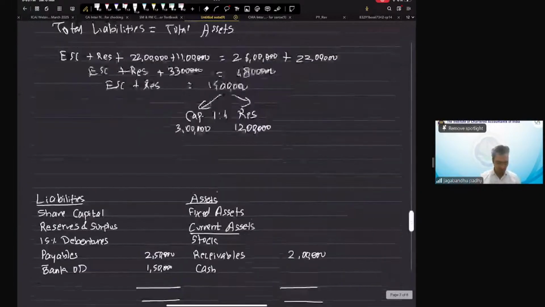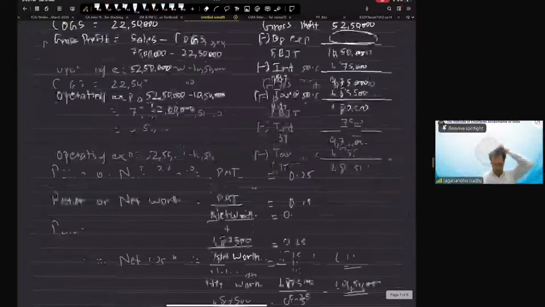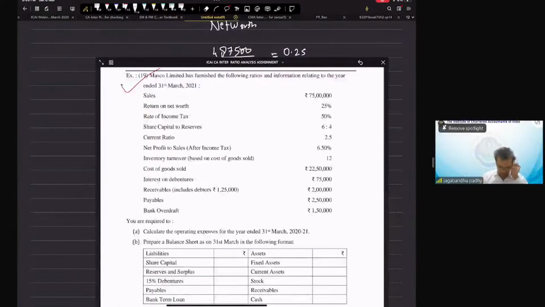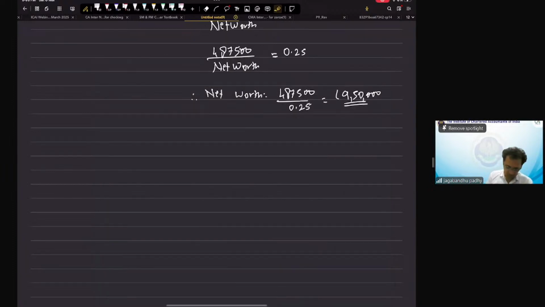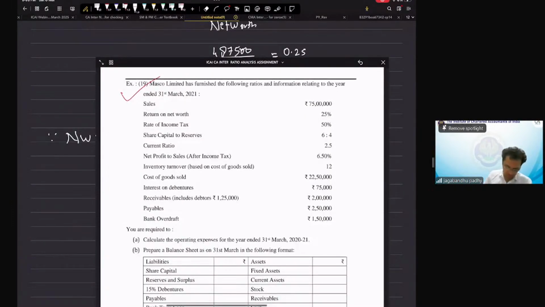But wait, what all is included in the net worth? In the balance sheet, we can say it has got share capital and the reserves and surplus. Do we have any information about share capital to reserves? Yes. Share capital to reserves is 6:4. Since net worth is 19 lakh 50,000, which is equal to share capital plus reserves, and the share capital to reserves ratio is 6:4.